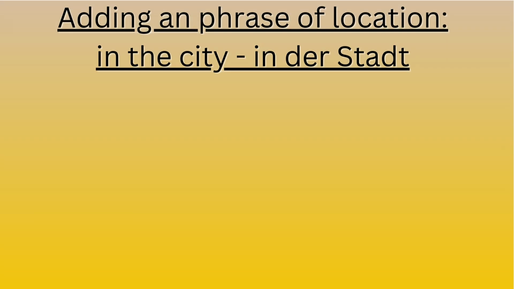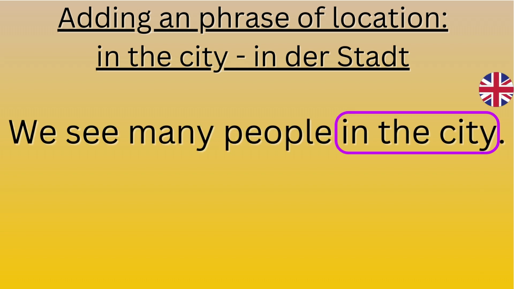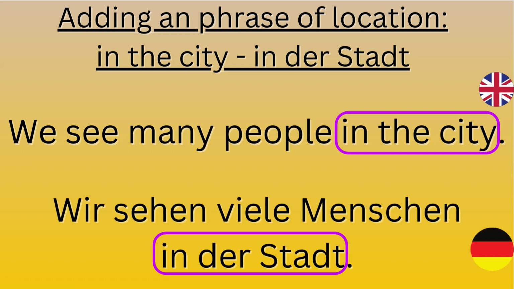In both English and German, if we don't put a location phrase at the beginning of the sentence, it actually goes towards the end of the sentence. So in English, this would look like this: we see many people in the city. And in German, it would be wir sehen viele Menschen in der Stadt.